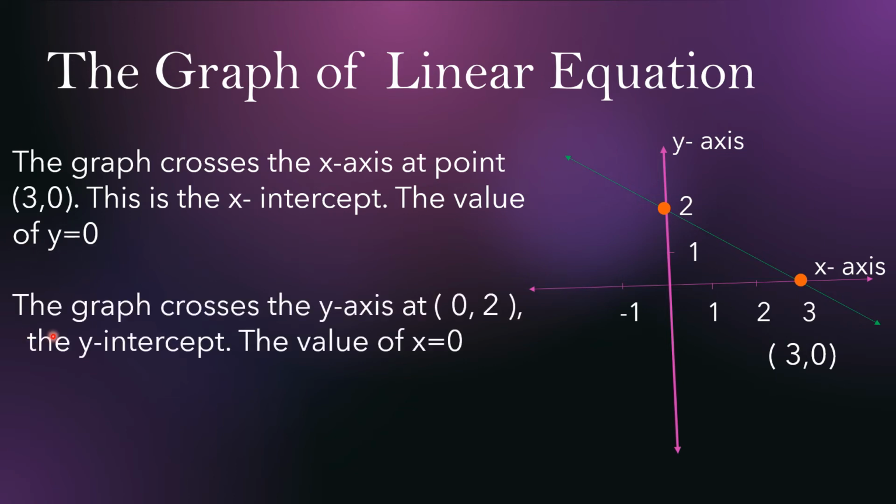Okay, now, the graph also crosses the y-axis at (0, 2). Here, from the origin, this is 0 for x because it didn't move to the right or left. And then going up 2 units, 1, 2. Therefore, this is (0, 2). And this point is also known as the y-intercept. So the point where the graph crosses the y-axis is called the y-intercept, and the value of x is equal to 0. So that's the point (0, 2).